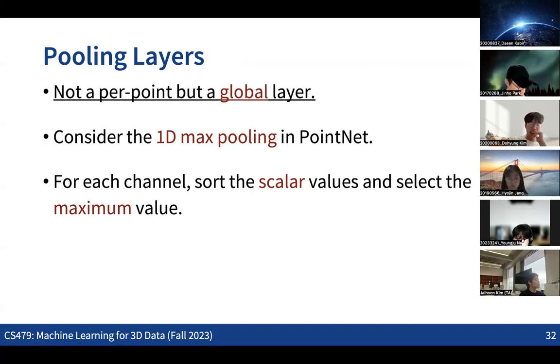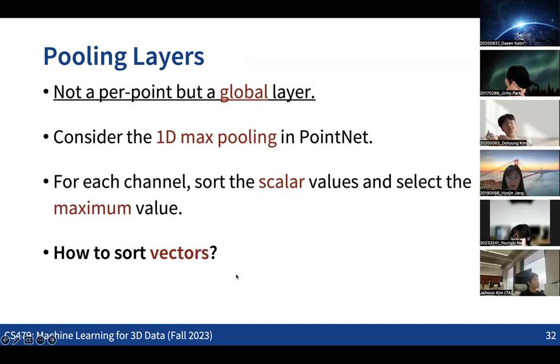And here the question is, how are we going to do the same thing? How are we going to sort the vectors in some certain way? Do you have any ideas for this?